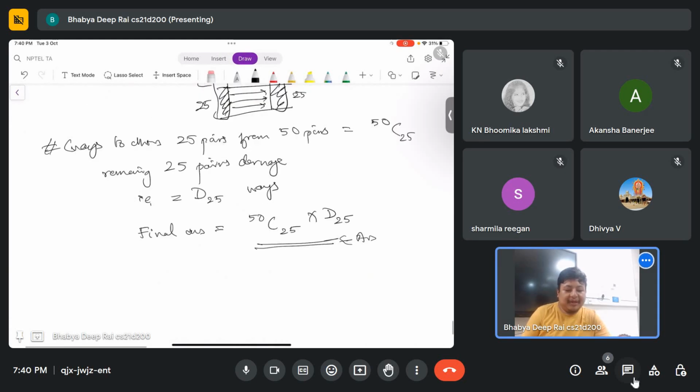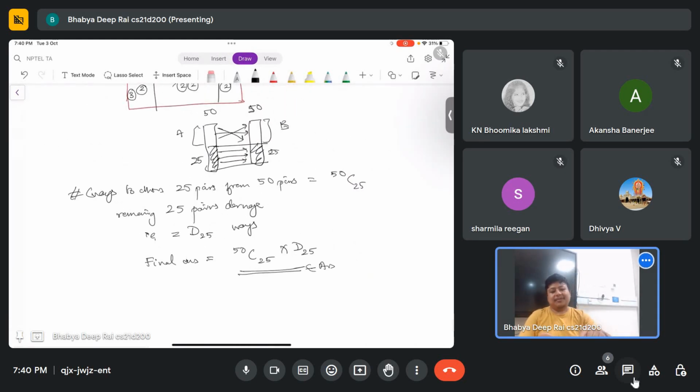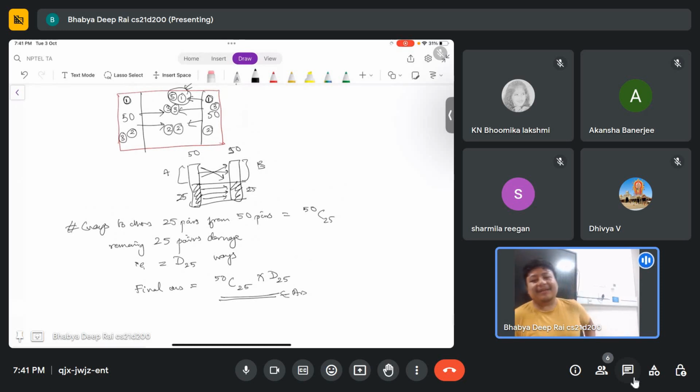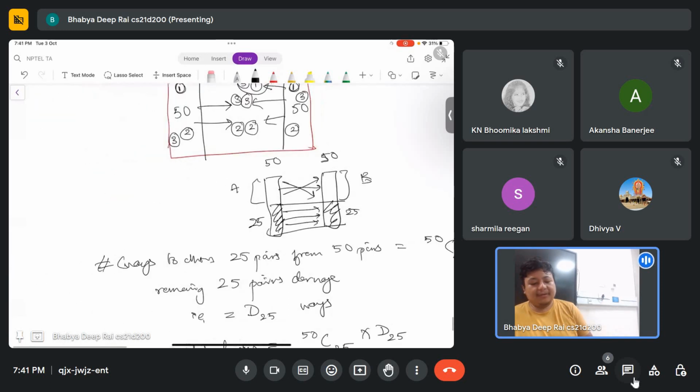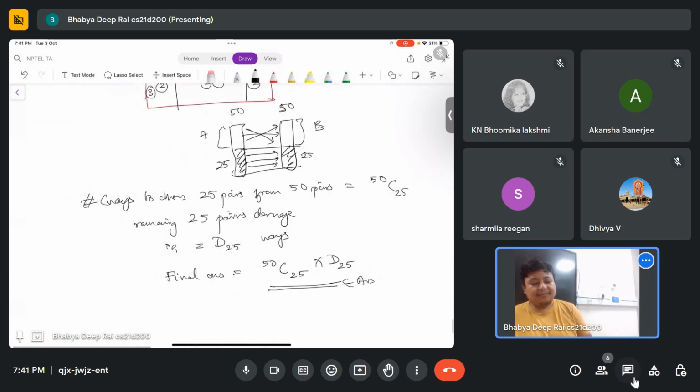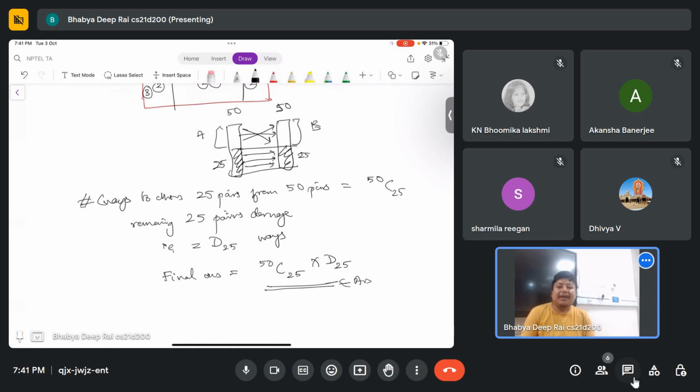So that brings us to the end of the session. I hope you learned to appreciate the application of inclusion exclusion principles, and there are countless applications of inclusion exclusion principles. It is used in all the ways in modern mathematics. So that brings us to the end of the session.